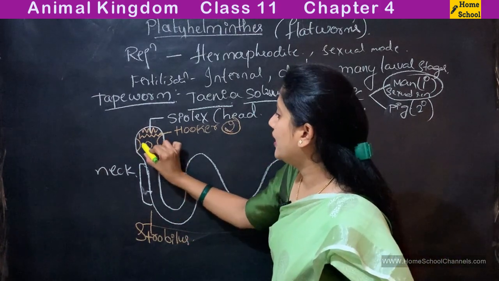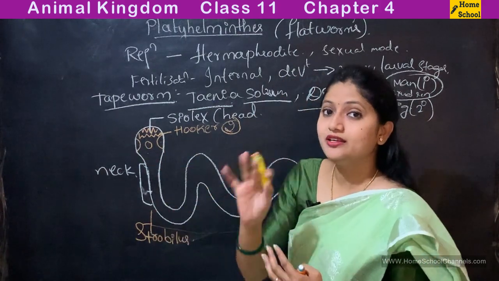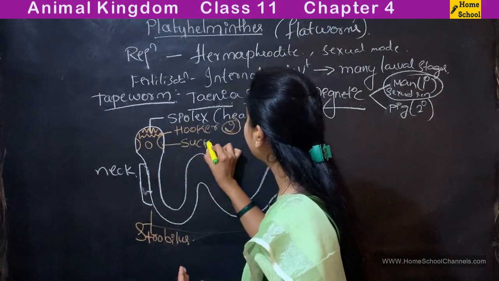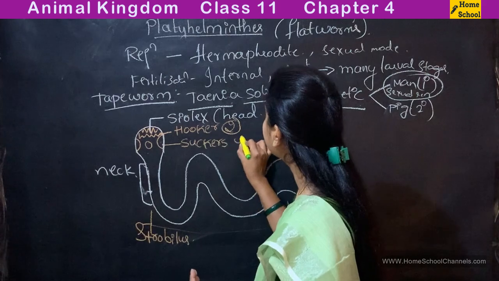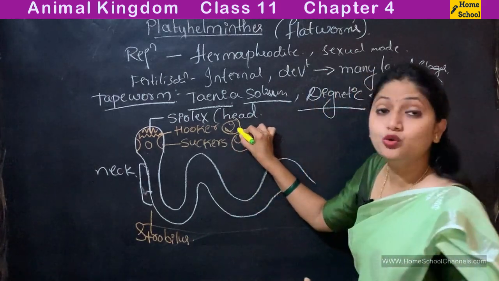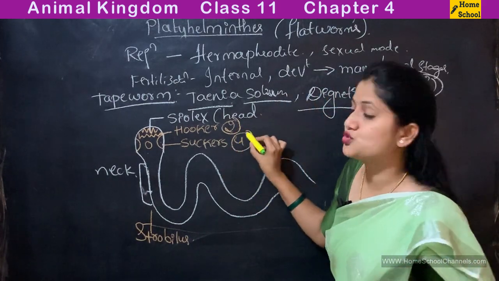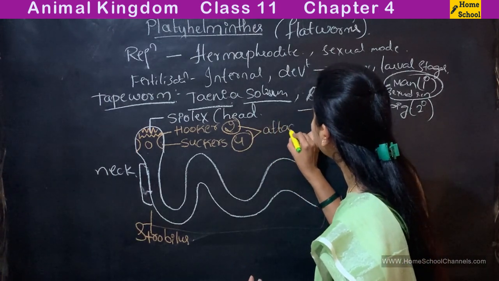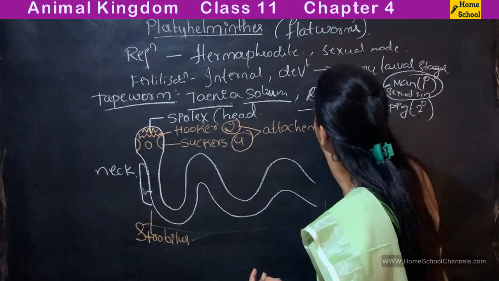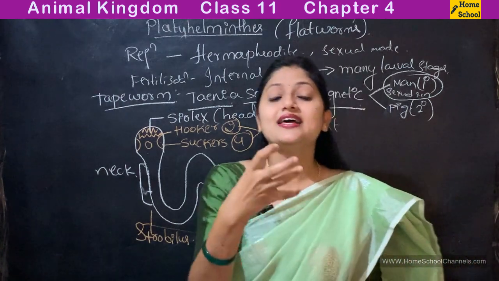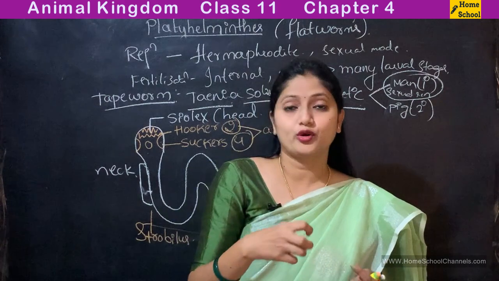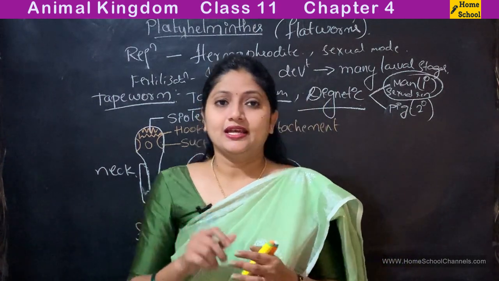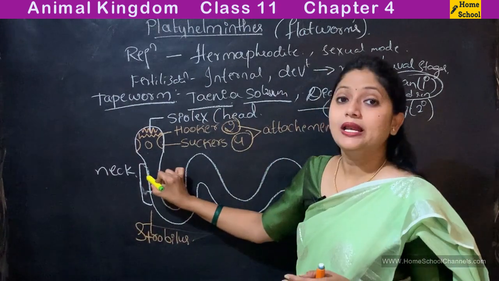So, 1, 2, 3, and behind this we have one more. These are called suckers, that is 4 suckers. 2 hookers and 4 suckers together will help in the attachment, as well as consuming the food from the intestines of the humans. Alright, this is it. And then coming to the neck part.